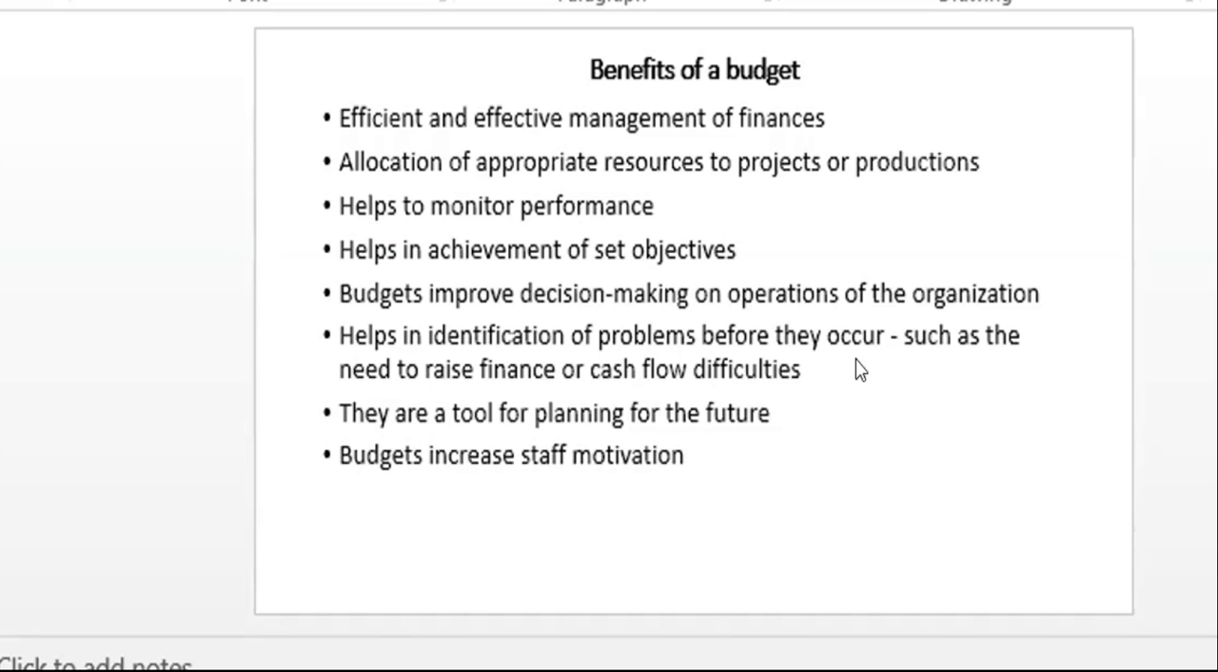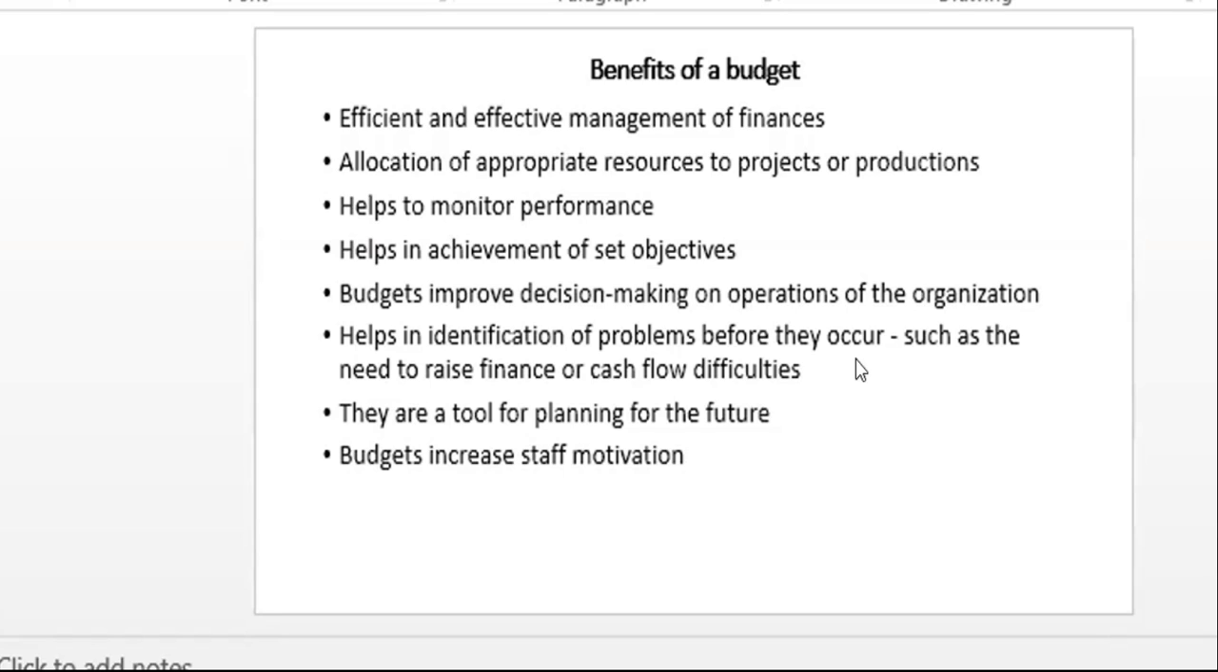And then by measuring performance, people will be motivated to work hard to ensure that they achieve the budgeted items. Then it helps in achievement of set objectives. As we have said, when you set objectives, you are able to achieve and measure consistently with the budgets that you have in place so that you ensure that whatever is happening is in line with the budgeted figures. And if there is any need for adjustments, then they can be done before it's too late. So that's why it's important to have budgets.